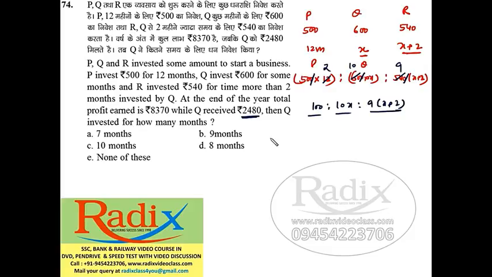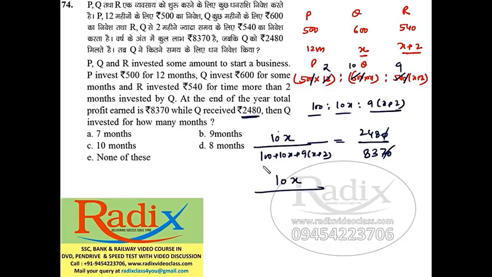Now the part of Q would be 10x upon (100 plus 10x plus 9 times (x plus 2)). This is the part of Q out of this sum, and this is 2480 out of total 8370, right? So cancel 10, right? This is 10x upon, this is 110, and this is 9x. So this is 118 plus 19x. This value is equal to, now if we divide this by 31, it would be 8 times, and this would be 27.